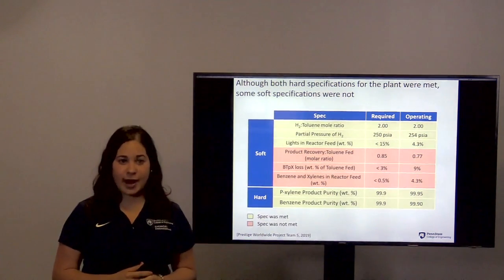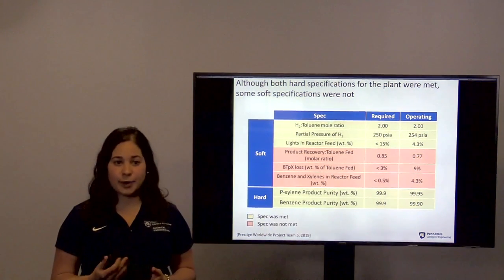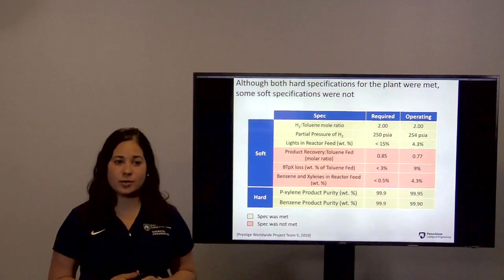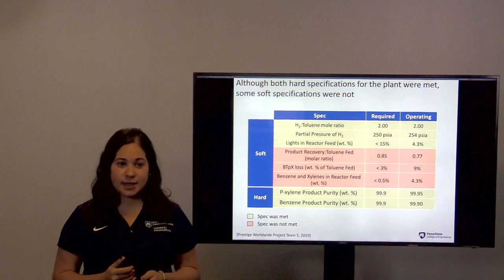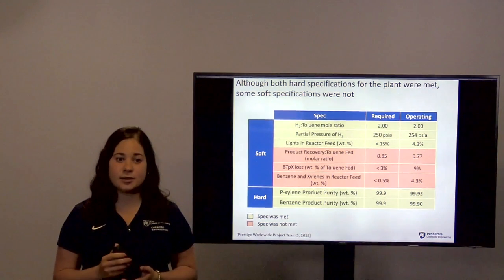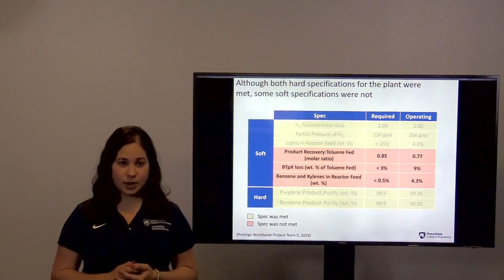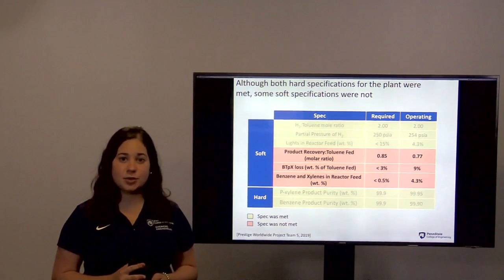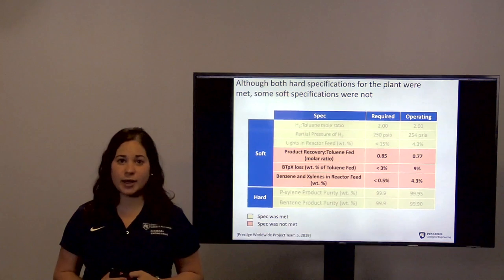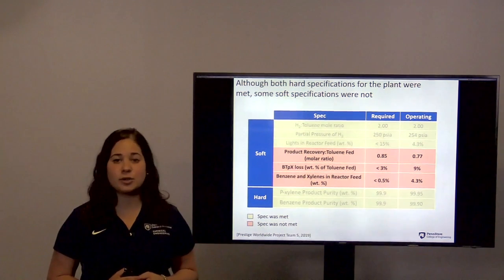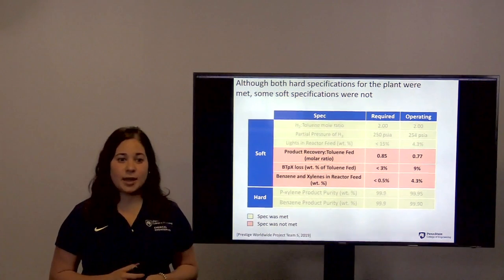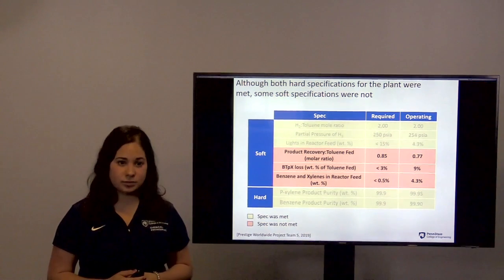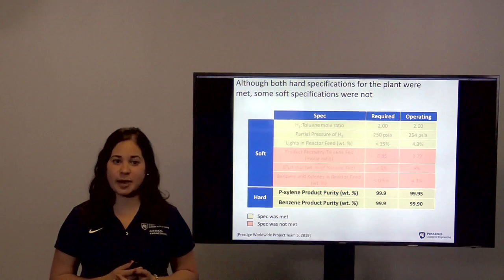As you can see here, we have 8 specs that we wanted to meet when we were designing the plant. In the green are the specifications that we did meet, and in the red are the ones that we didn't. The first 6 are soft specs, and the last 2 are hard specs. The 3 that we didn't meet were all soft specs, so that was good. This could lead to not enough product being made, coking of the catalyst, chemicals being released into the environment, and reverse equilibrium reaction occurring. And again, we did meet our 2 hard specs, which was good.